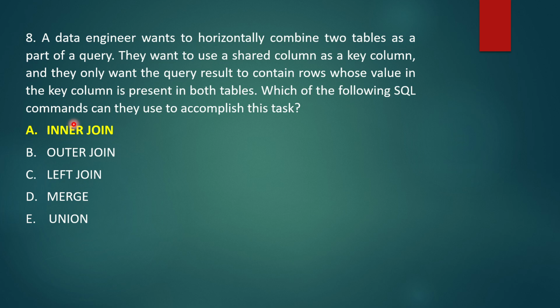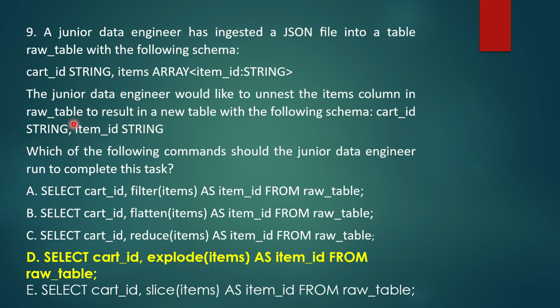Next question. A junior data engineer has ingested a JSON file into a raw table with the following schema: cart ID string, items array, item ID string. The junior data engineer would like to flatten the items column in the raw table to result in a table with the following schema: cart ID string, item ID string. Which of the following commands should the junior data engineer run to complete this task?